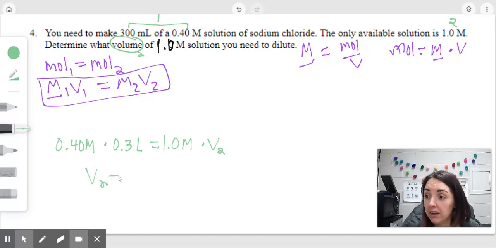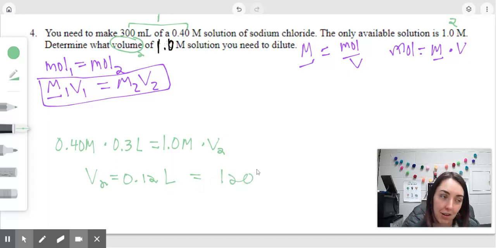So V2 equals 0.12 liters, which if we wanted to switch that to milliliters, because that's usually what our graduated cylinders are in, it'd be 120 milliliters. So while problems like this look a little scary, so many numbers, they're actually pretty easy, probably even easier than the ones we were doing before calculating molarity. So that's how you calculate a dilution.